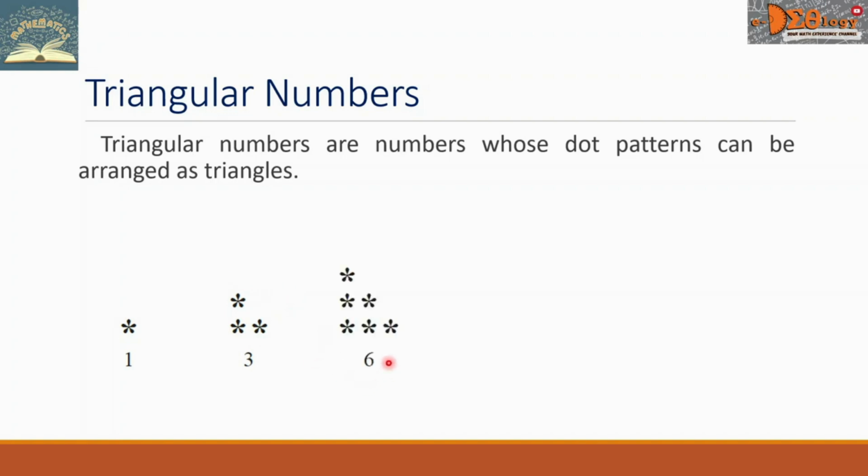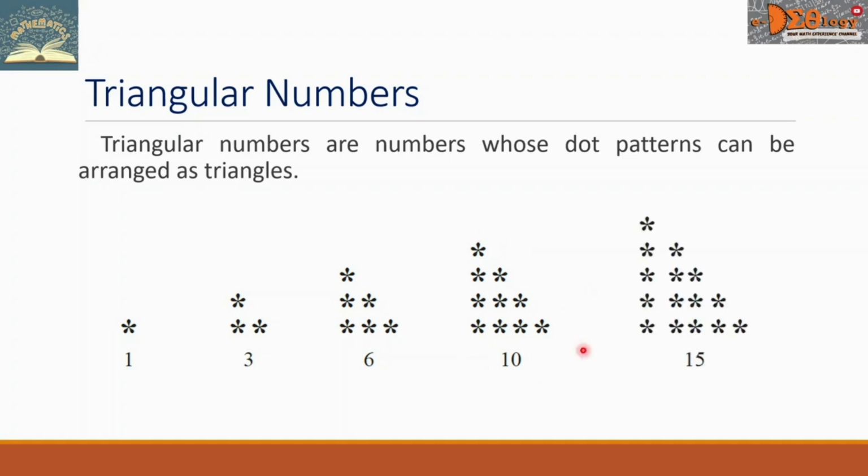Another example is the number 6 that corresponds to 6 dots. The 6 dots are arranged like this to make it look like a triangle. Another example is the number 10 with 10 dots, and this arrangement looks like a triangle. Another number is 15, corresponds to 15 dots, and the 15 dots are arranged in such a way that it looks like a triangle.